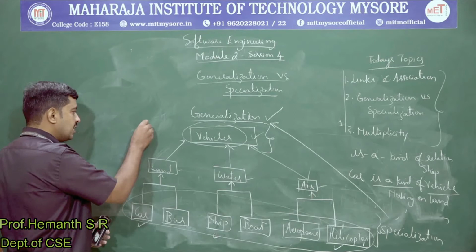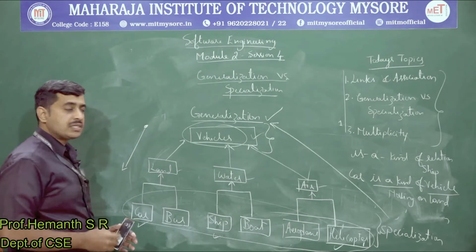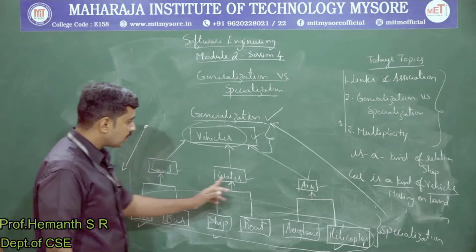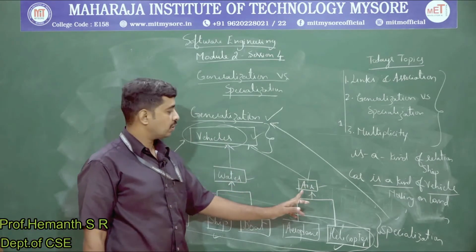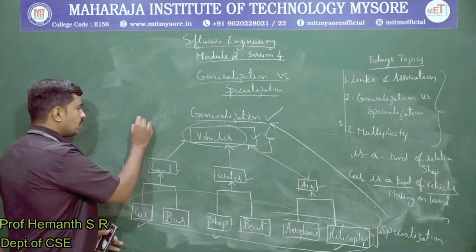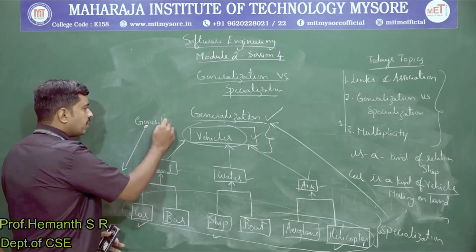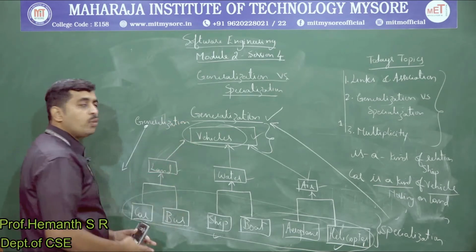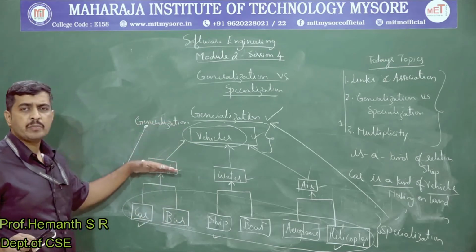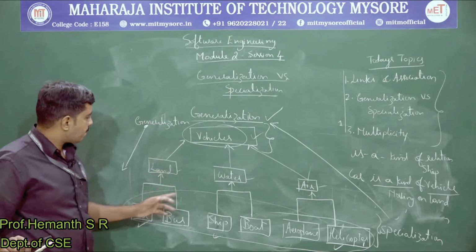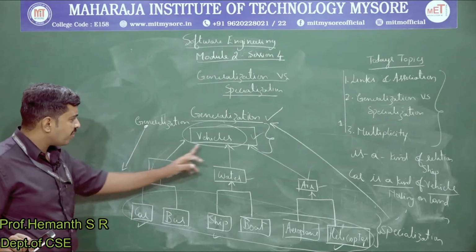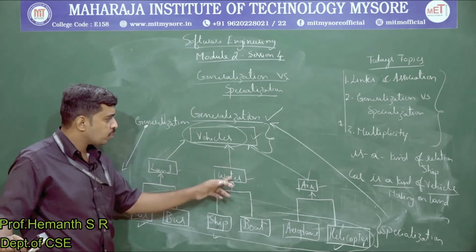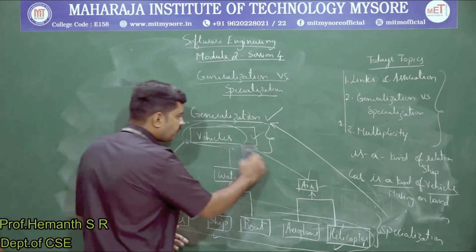I'll start from vehicles. Next, I will categorize vehicles to be of three types: vehicles which move on land, vehicles which move in water, and vehicles which move in air. So I'm moving from generalization. I started with a generalization, that is vehicles. I'm moving to the next level in the hierarchy, and I'm going into specialization. Now I identified vehicles which move on land. I have categorized it, I have classified it, which move in water and which move in air.